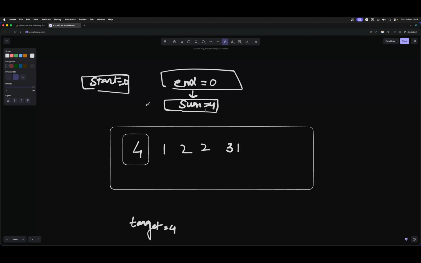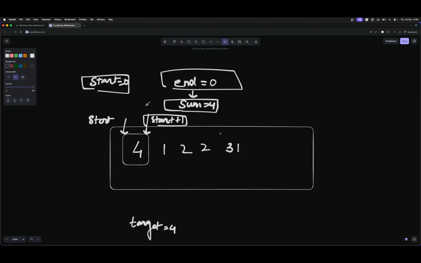What has eventually happened is that the start and the end are at the same position, and the sum is equal to 4. But now we have met the target, so any further element which we try to include makes no sense for our answer. That means we need to shrink it. So it basically means that we need to update start to start plus 1. We could only do this and we will be very much satisfied, because now we will be starting the window from start plus 1 itself.